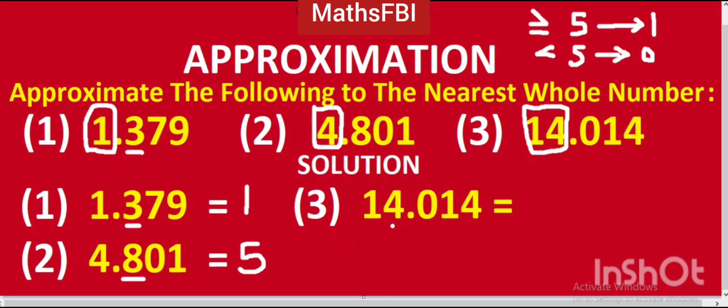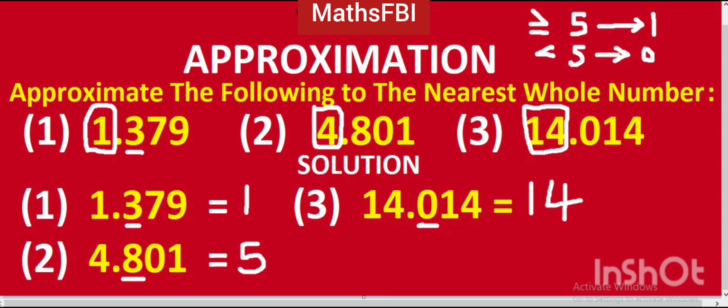So going to question number 3, the number next to the whole numbers is less than 5. It is 0. So we round it down to 0 as it is. 0 plus 14, we get 14. That is the answer.